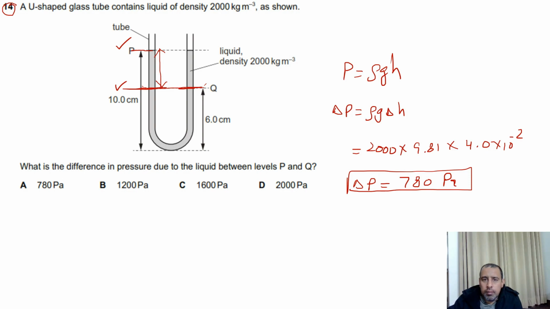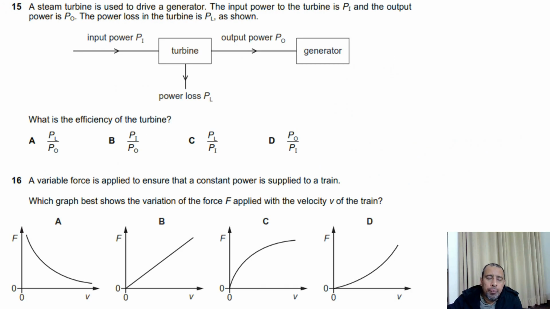Now question number 15. In this question, you have to find the efficiency of a turbine. So this is the turbine. Its input power is Pi, the output is P naught, while this is the loss. While getting the efficiency, loss is not required. So efficiency is P naught over Pi, and that's why option D is the correct one.